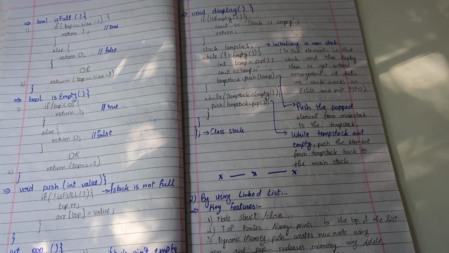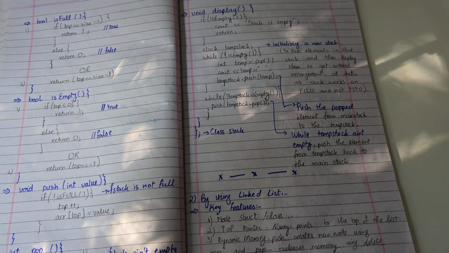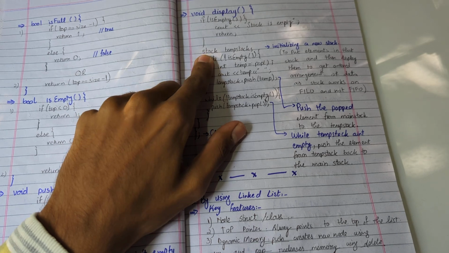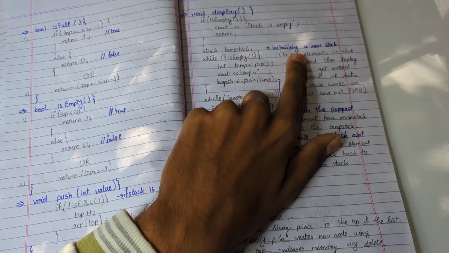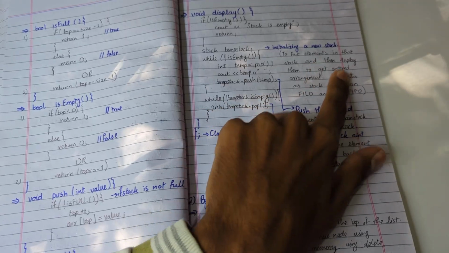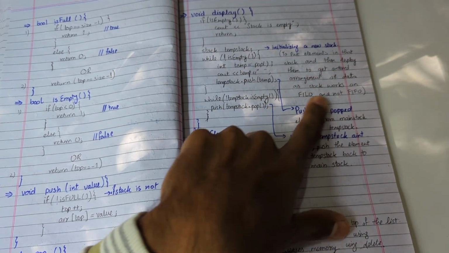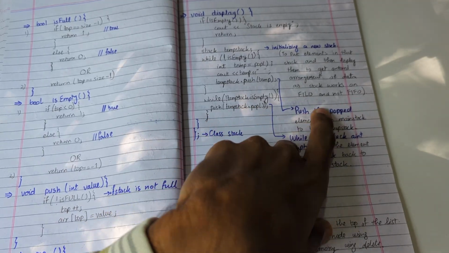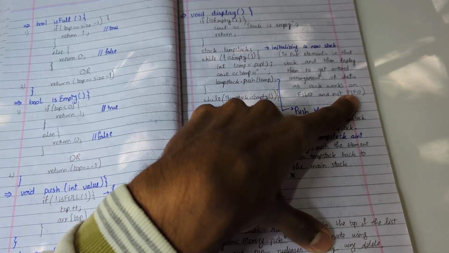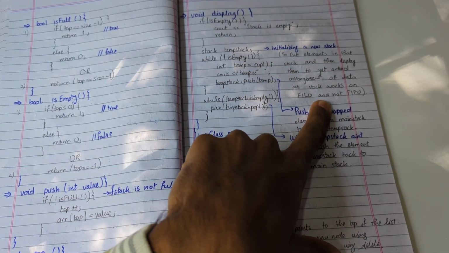So in order to display the stack from top to bottom, we use another stack. That is Stack, the class's name, and we initialize a new stack to put elements in and then display them to get an ordered arrangement of data, as a stack works on FILO and not FIFO. FILO: first in, last out, and not first in, first out. This is pretty self-explanatory.